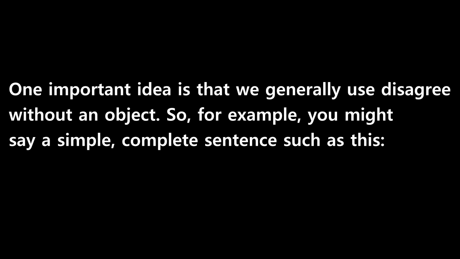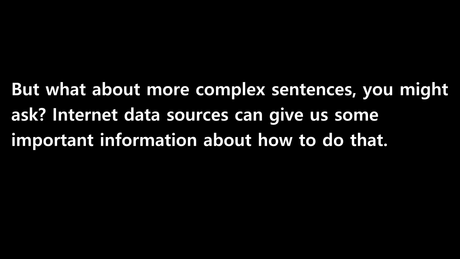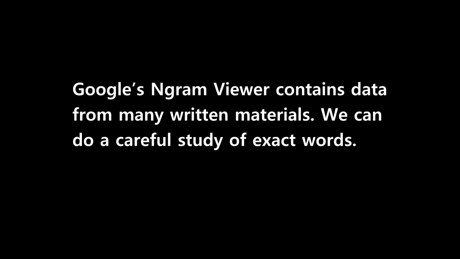One important idea is that we generally use disagree without an object. So, for example, you might say a simple, complete sentence such as this: I disagree. Or you might say this: the two sides disagree. But what about more complex sentences, you might ask? Internet data sources can give us some important information about how to do that.